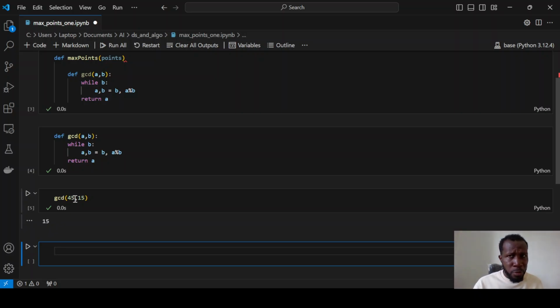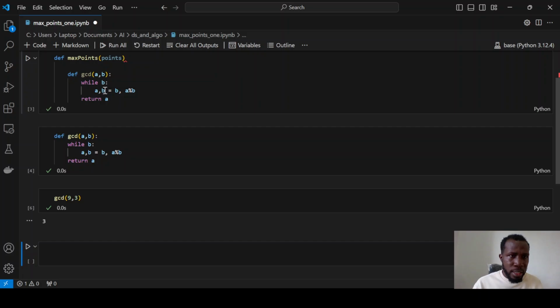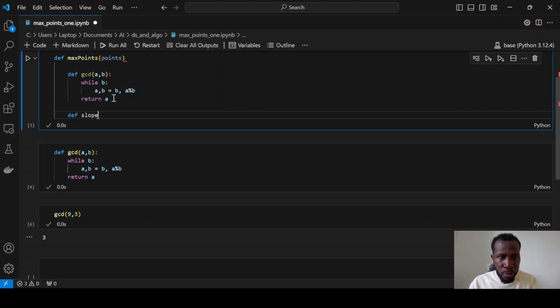If you try it with maybe a 9 and 3, the greatest common divisor in this is 3. So we're going to use this in our function. Then we create another function called slope, or let me call it get slope, that takes point 1 and point 2 to calculate the slope between the two of them.